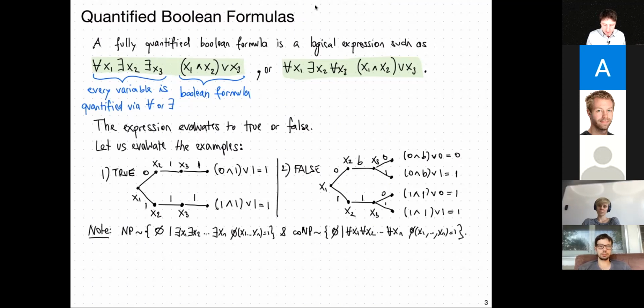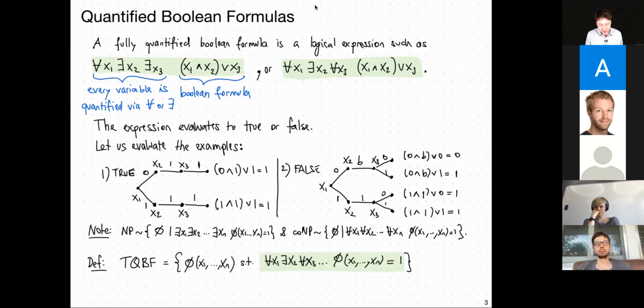All right. So, for example, we can view the class NP as a fully quantified Boolean formula where all the quantifiers happen to be existential, okay? So there exists x1, such that there exists x2, such that there exists x3, and so on, such that the Boolean formula is 1, right? And co-NP, you can view it as for all x1 and for all x2 and so on, such that the formula equals 1, right? So these are like opposite special cases, okay? But in general, in a fully quantified Boolean formula, you're going to have alternating quantifiers, okay?